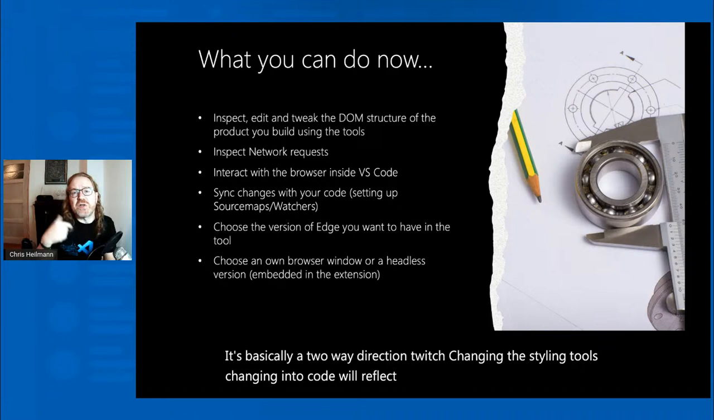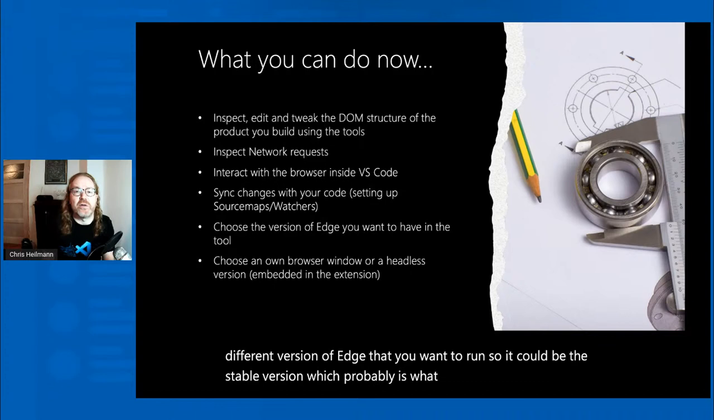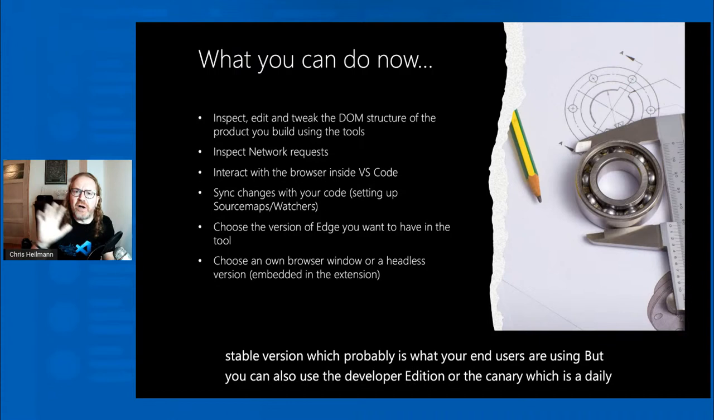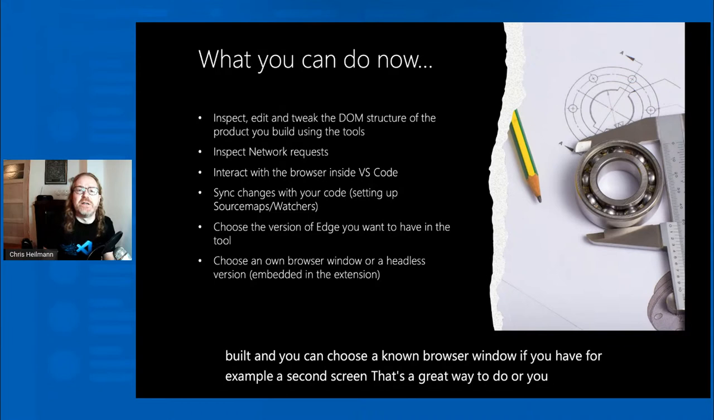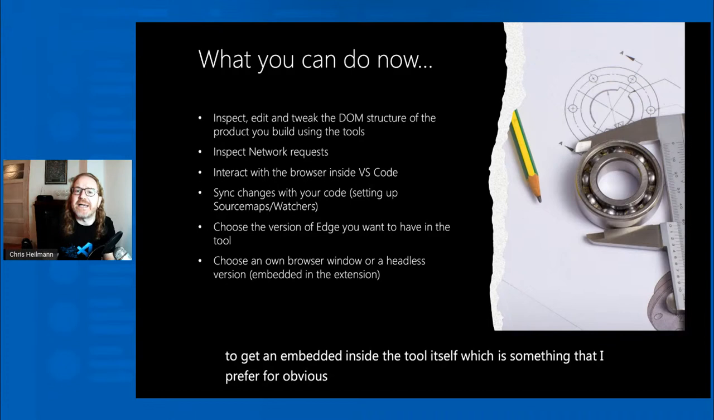You can choose a different version of Edge that you want to run. So it could be the stable version, which probably is what your end users are using, but you can also use the developer edition or the Canary, which is a daily build. And you can choose an own browser window. If you have, for example, a second screen, that's a great way to do it. Or you can choose to get it embedded inside the tool itself, which is something that I prefer for obvious reasons, which I'm going to come to in a second.